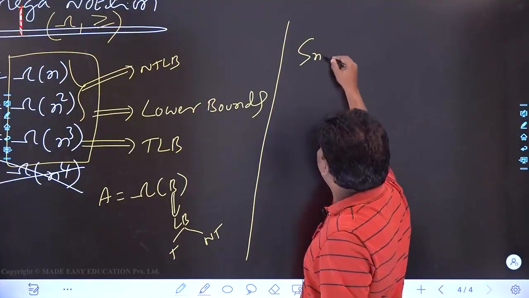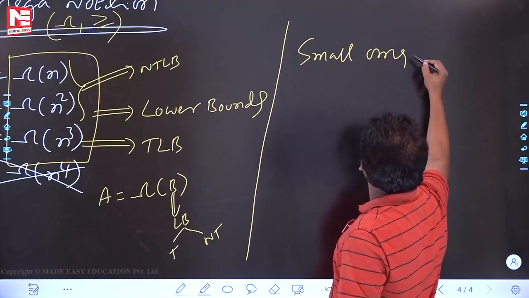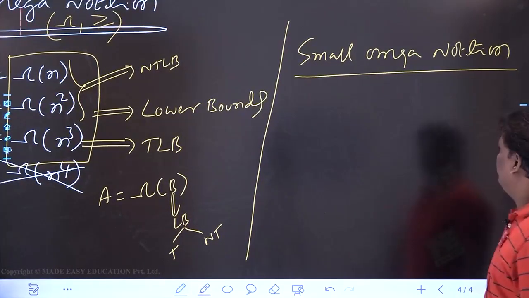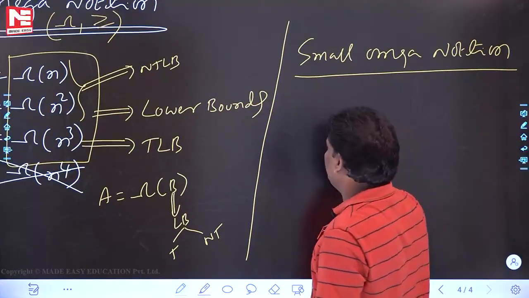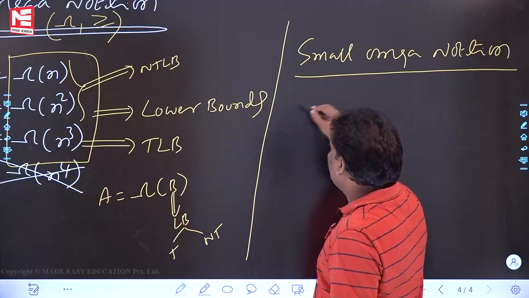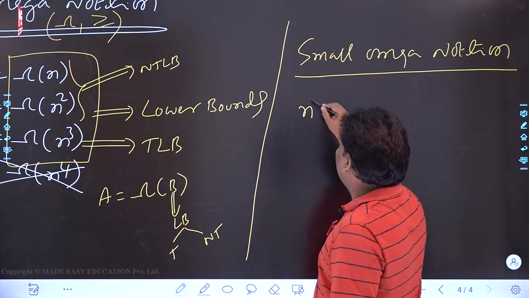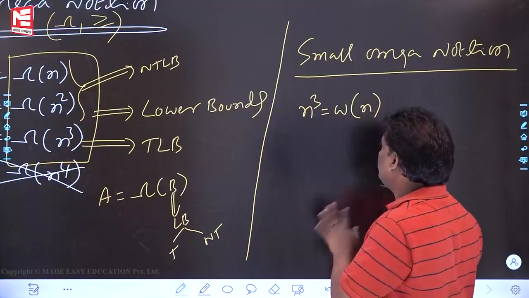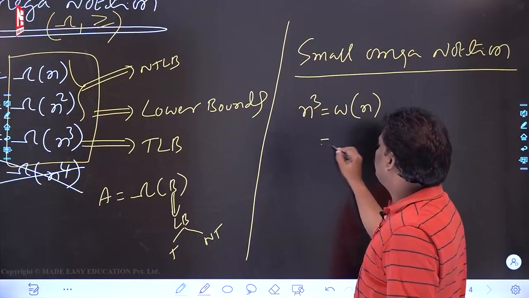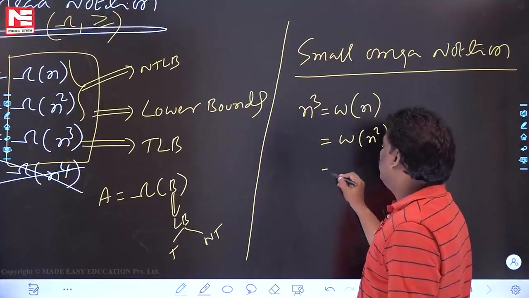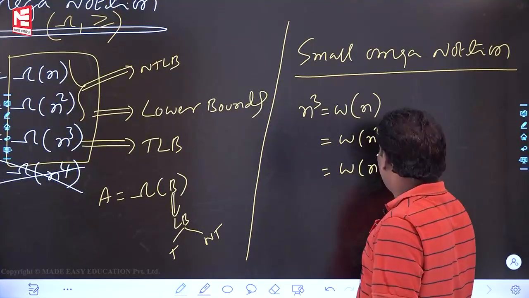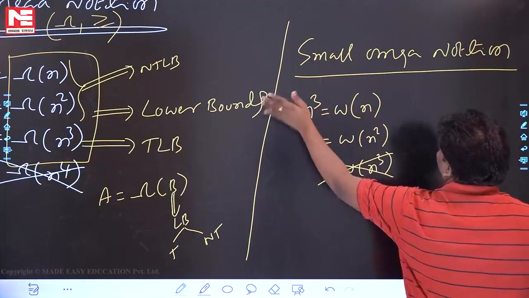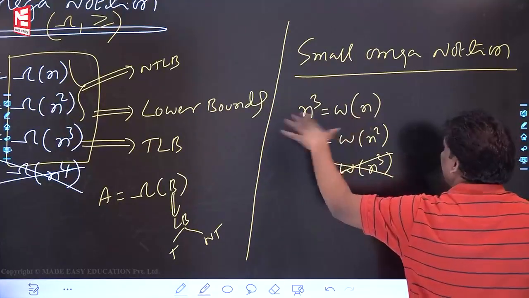To eliminate this small problem, they came up with one more solution. What is the name of this one? Small omega notation. Let me write now. Both will be similar, big omega and small omega. See the difference. N cube is small omega of n. Omega means what? Left will be greater or equal. Fine. Next one, n cube is small omega of n square, that is also true. Next one, n cube is small omega of n cube is wrong. In the case of small omega, equal is not allowed. In omega notation, left will be greater or equal, but here left will be strictly greater. Equal not there.